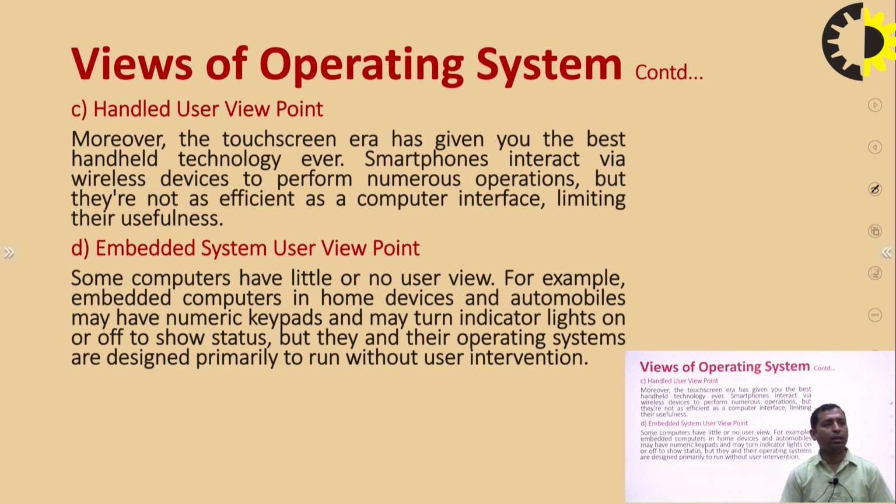Some computers have little or no user view. For example, embedded computers in home devices and automobiles may have numeric keypads and may turn indicator lights on and off and so on. Embedded systems are there, but their operating systems are designed primarily to run without user intervention, meaning no need of interacting with that particular operating system. This is simply designed hardware, just like in nowadays driverless cars, where an automated system is there.